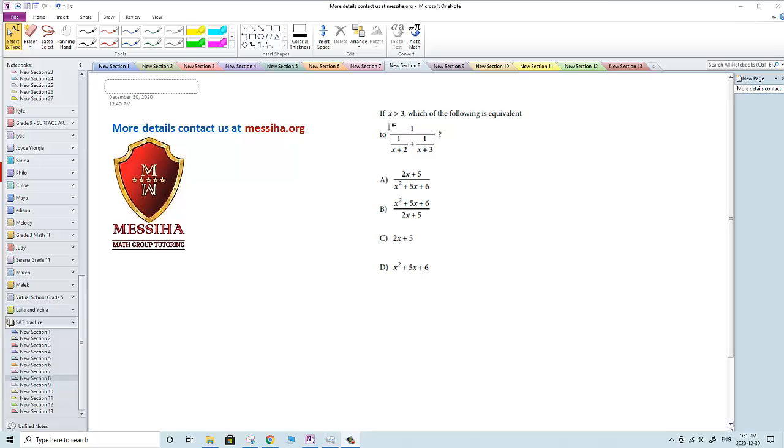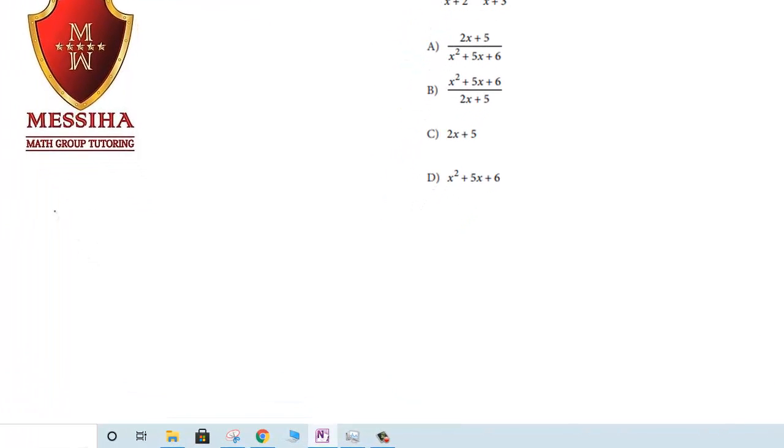Another question. If x is greater than 3, which of the following is equivalent to this algebraic expression? So first of all, let's simplify this one and see what it will give me. 1 over this complicated part. So I'm going to take the denominator only, and I'm going to say 1 over x plus 2 plus 1 over x plus 3. And let me simplify.